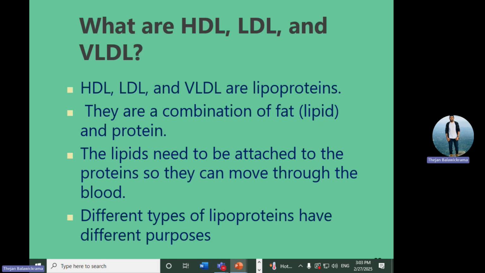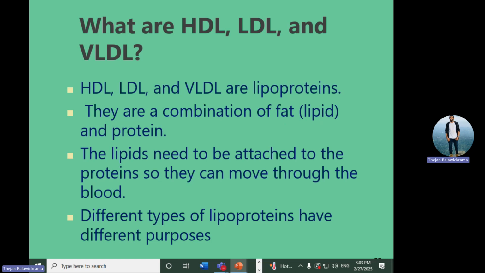Well, this HDL, LDL, and VLDL: HDL is high density, LDL is low density and VLDL is very low density, right? All these three are lipoproteins, meaning a lipid and protein combination. HDL is good, LDL is bad, and very low density is also not good. We'll go over that as well.